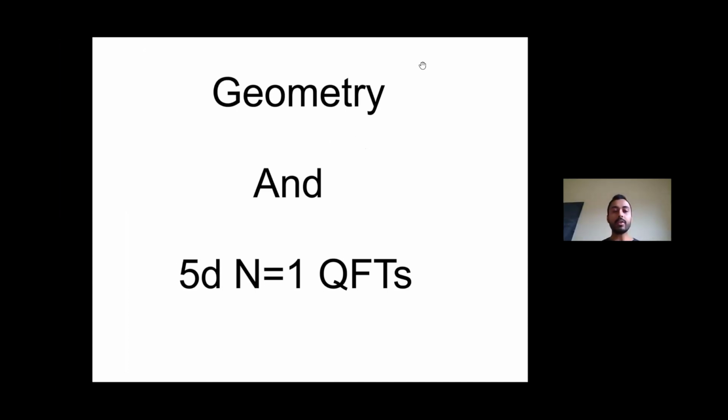So, today I want to talk about a geometric setup which allows us to extract a lot of non-trivial information about five-dimensional supersymmetric quantum field theories. The way it works is that there is a correspondence between Calabi-Yau threefolds, so there's some geometry on one side, and the physics of the 5D theory on the other side.